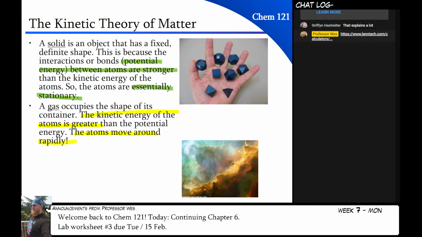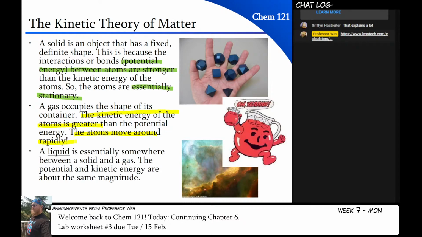Now, what about a liquid? Liquids are kind of in the middle. Liquids have both. So molecules are close together, so they are held together and restrained in some way. They can't go sailing apart, because that would be a gas. However, the molecules in liquids move.